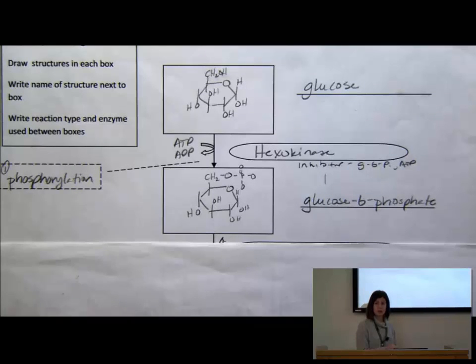Yes, Aaron? Does it say G6? Yeah, glucose 6-phosphate. We are inherently lazy to write down the full word, glucose.